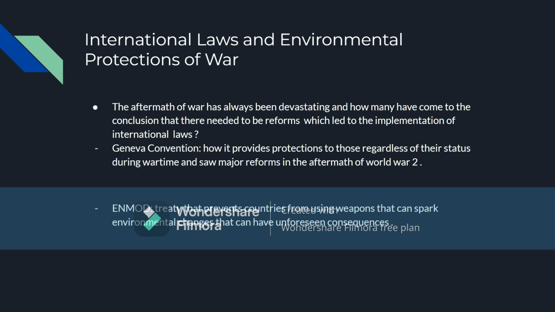It was a treaty to prevent countries from using weapons that can spark environmental change, as they have unforeseen consequences. The main reason it was implemented is to prevent countries from using weapons that alter the environment, as there are unforeseen consequences when using such weapons, since we don't know what the long-term effects are and how they will affect our daily lives.